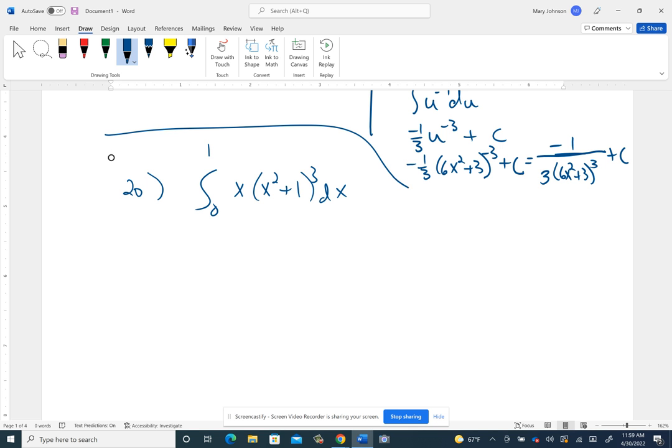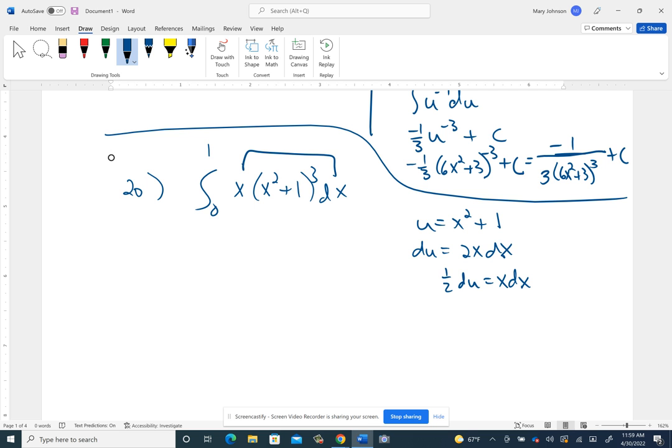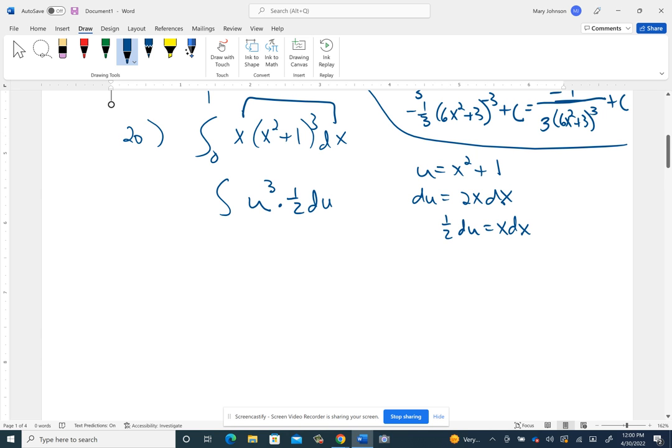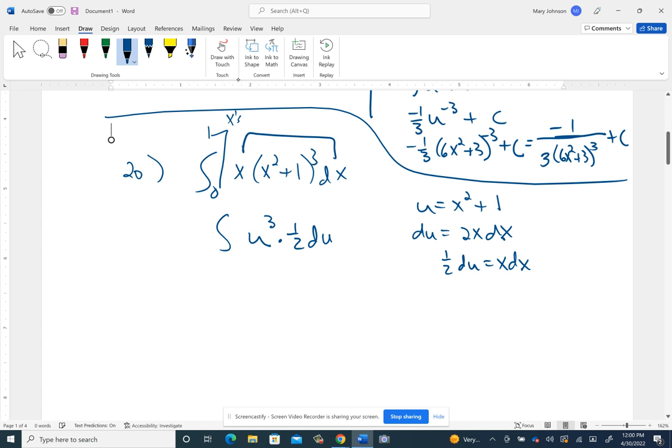So here's another chance to practice that general power rule. So u would be x squared plus 1. So the derivative of that would be 2x dx. Okay? So x dx would be 1/2 du. And here's the x dx. So this would be u to the third, and then that's 1/2 du. I'm not putting the bounds on that right now because these go with x's. The 0 and the 1 are x's. Okay, so I'm just doing the u to get the integration in there.